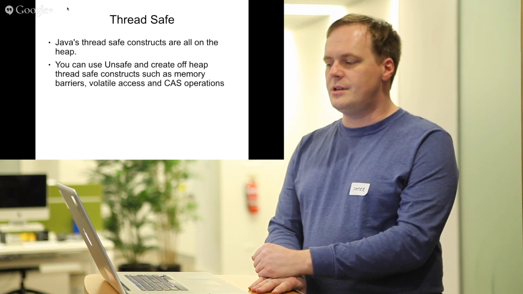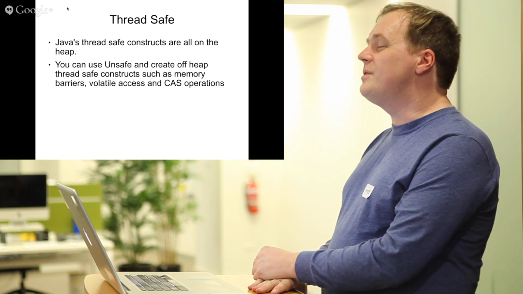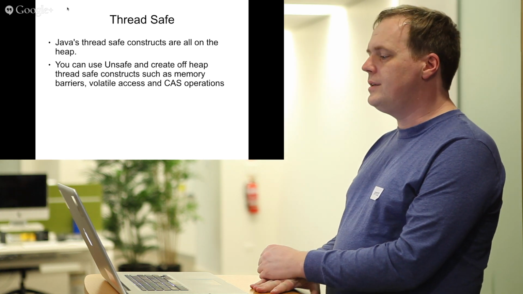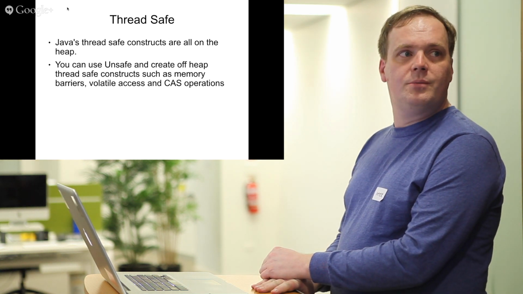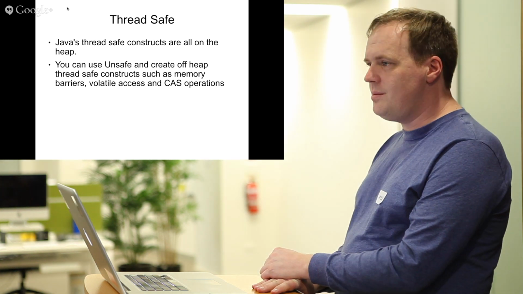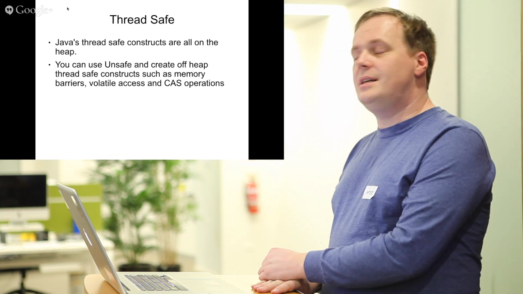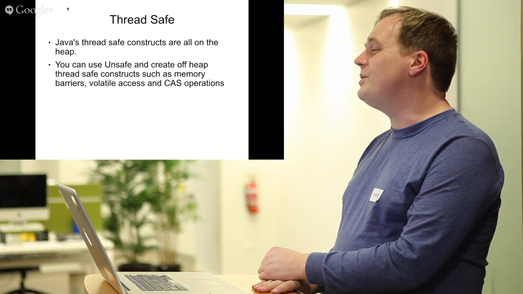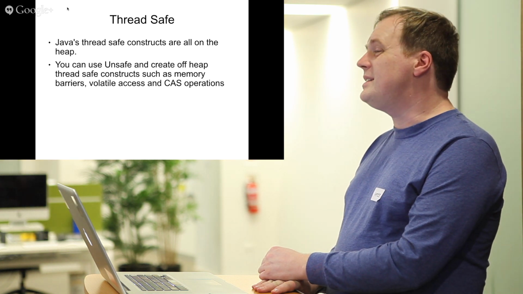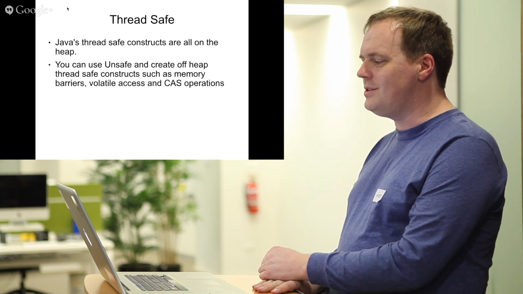thread-safe constructs. Normally you would use thread-safe constructs which are on the heap, but unfortunately these can't be shared between processes, not efficiently anyway. But what you can do is use a class called Unsafe, which is going to be replaced in Java 9 with something that hasn't been defined yet. Basically there's a class called Unsafe which allows you to do all the things in Java you're not supposed to be able to do, including accessing memory directly just by using addresses and pointers and all that sort of stuff.